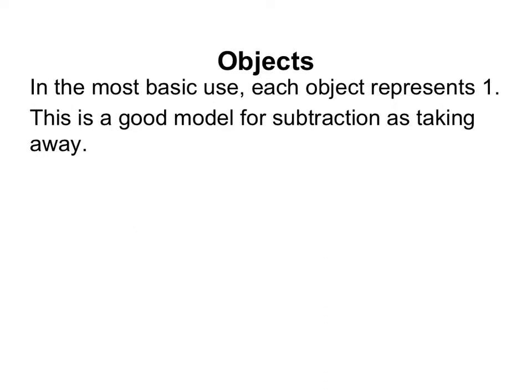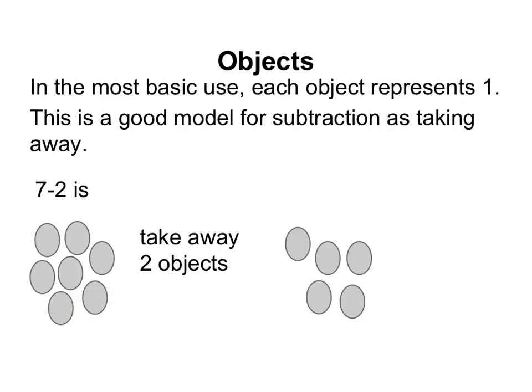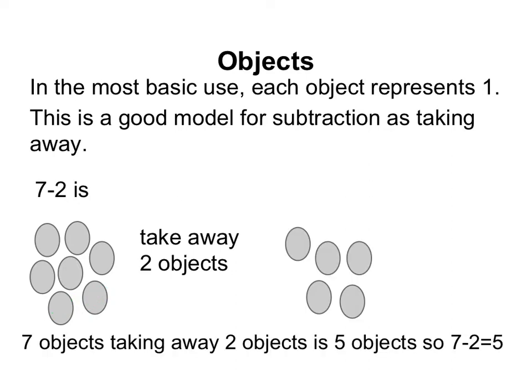So objects, this is the first model. We use this with addition too. In the most basic use, each object represents one, and this is a good model for subtraction as taking away. For example, 7 minus 2. We start with 7 objects, so I have 7 circles. I'm going to take 2 of those objects away. Boom, boom. If I take 2 away, I'm left with 5 circles. So 7 minus 2 is 5.